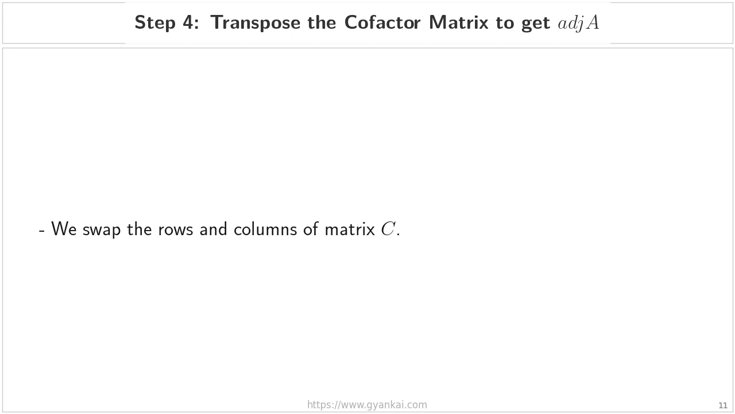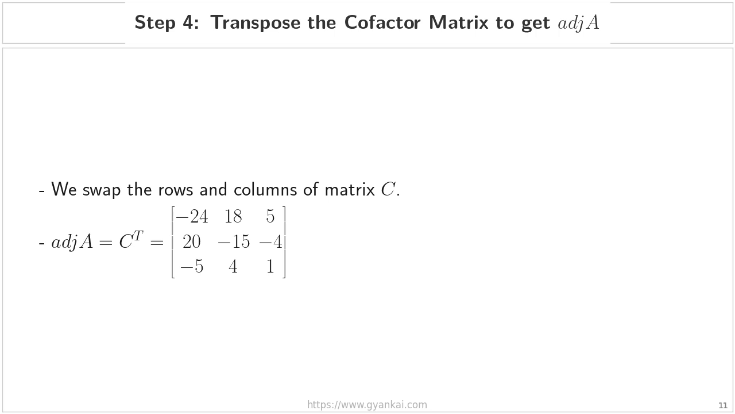If you look at the screen, you can see this transformation in action. We take the first row of our cofactor matrix and turn it into the first column of our new matrix. Then, we take the second row and make it the second column, and finally, the third row becomes the third column. As a result, we arrive at our final answer. The adjoint of A, which we denote as adj A, equals C transpose, which is the matrix starting with -24, 18, 5 in the first row, 20, -15, -4 in the second row, and -5, 4, 1 in the third row. We have now officially completed the calculation.